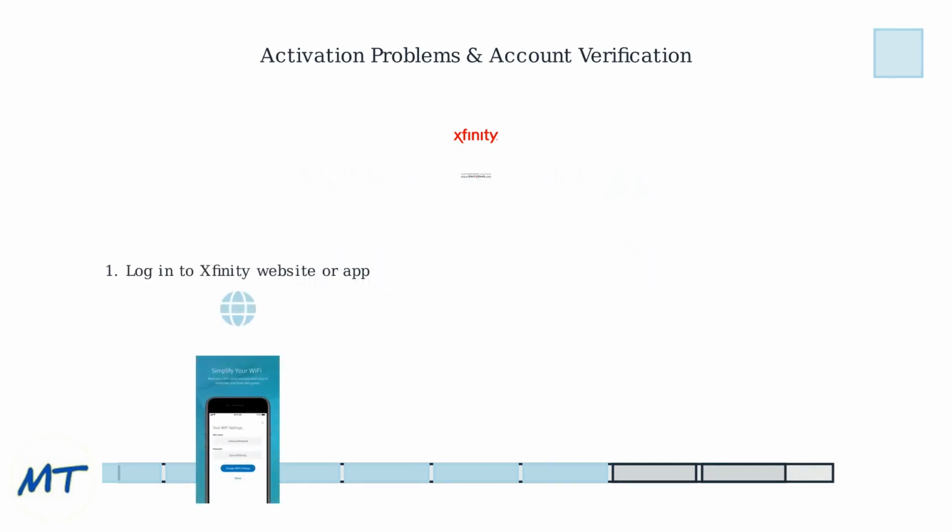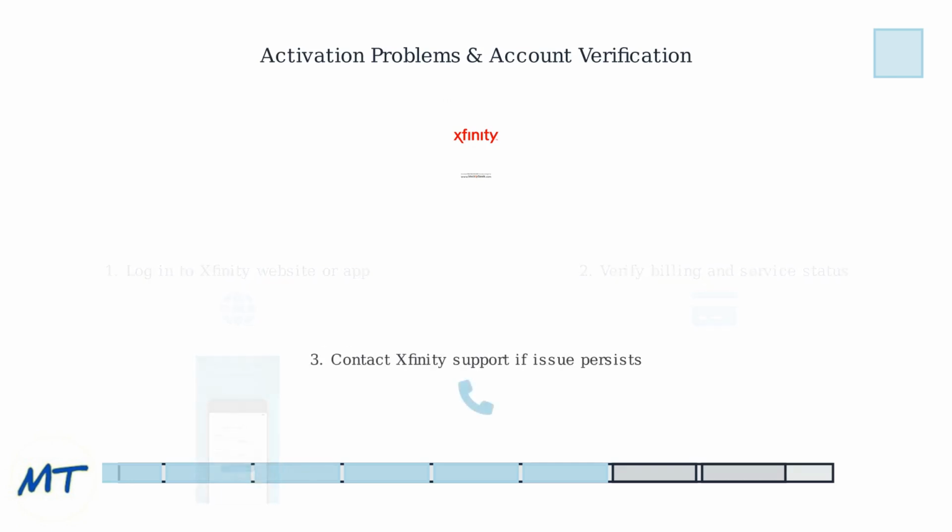To resolve this, log in to the Xfinity website or app to check your account status. Verify your billing information and service status to ensure there are no outstanding issues. If you suspect an account issue, contact Xfinity support for assistance.